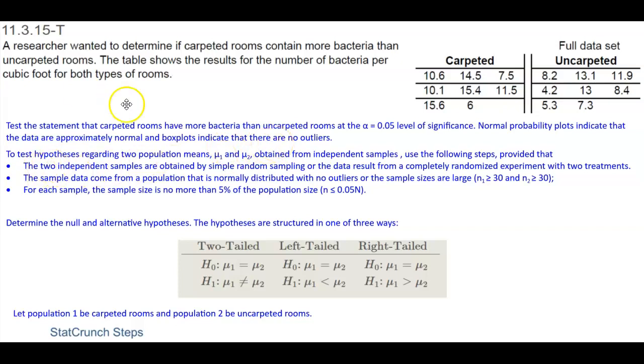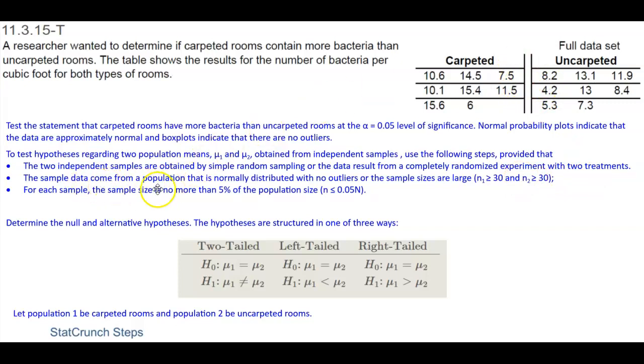Now, to test the hypothesis regarding the two population means obtained from the independent samples, we're going to use the following steps, provided that the two independent samples are obtained by simple random sampling or the data result from a completely randomized experiment with two treatments, which checks here.